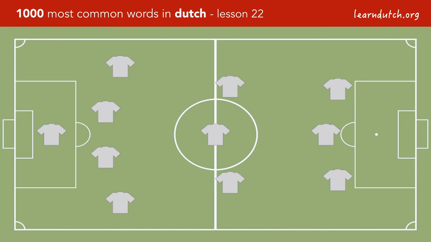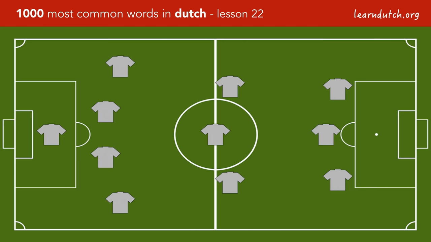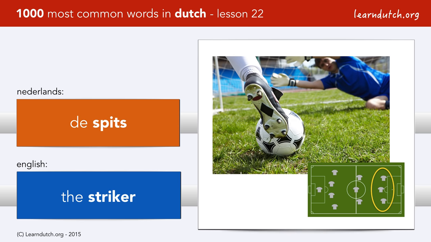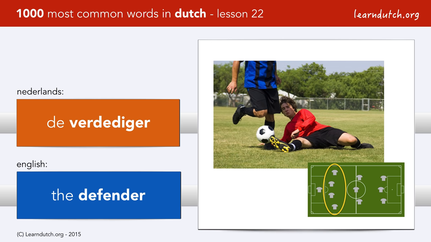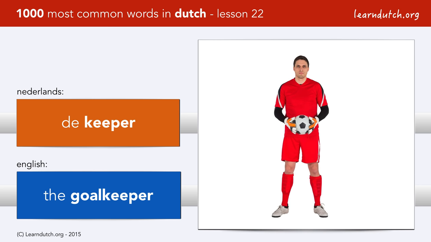And now the positions in the field. De spits. De middenvelder. De verdediger. De keeper. Another word is de doelverdediger.